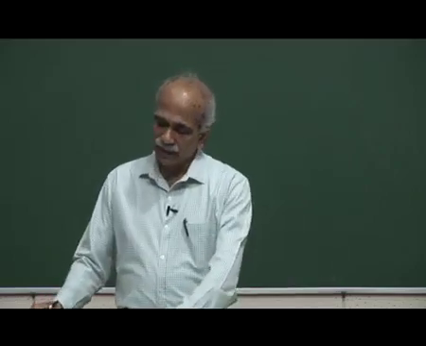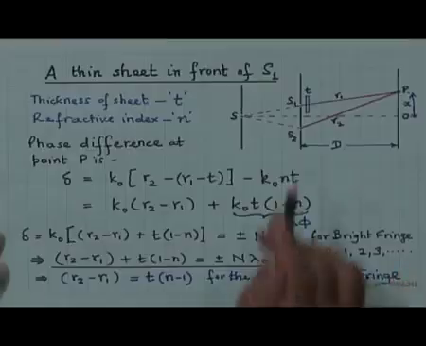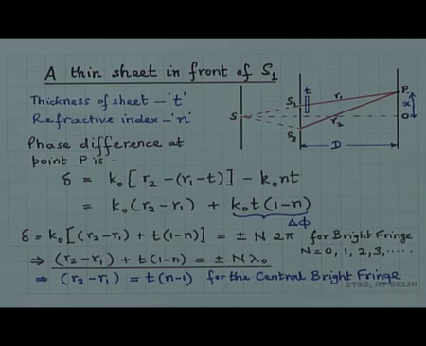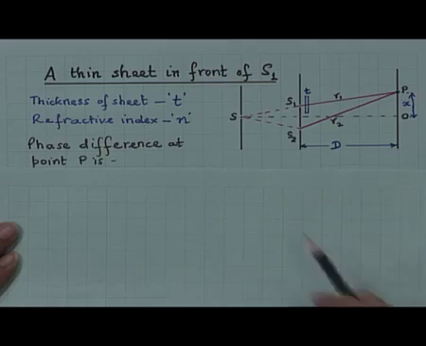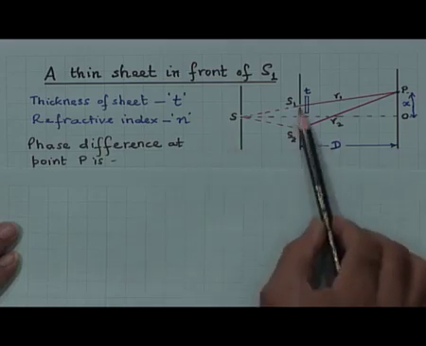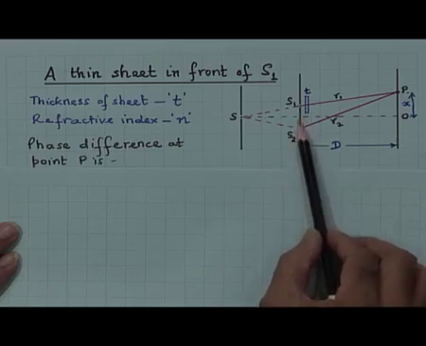So, here it is, a thin sheet in front of S1. The diagram is shown here. Let us first see the diagram. Source, the two slits, and they are symmetrically placed.